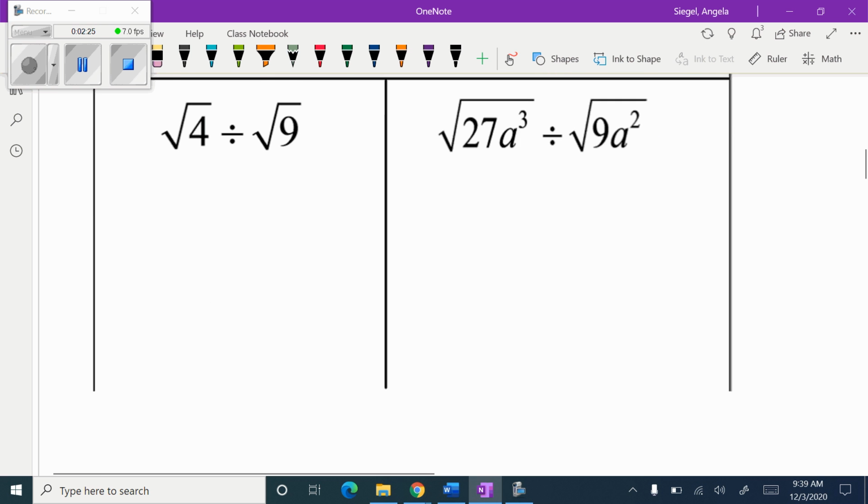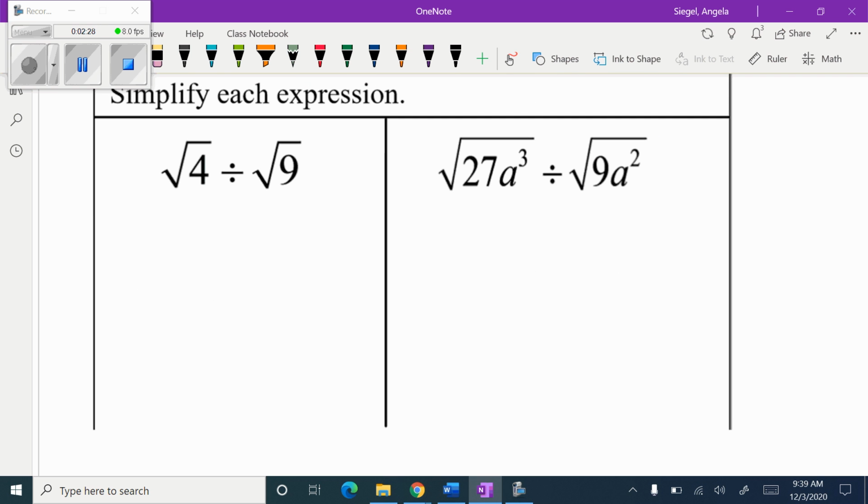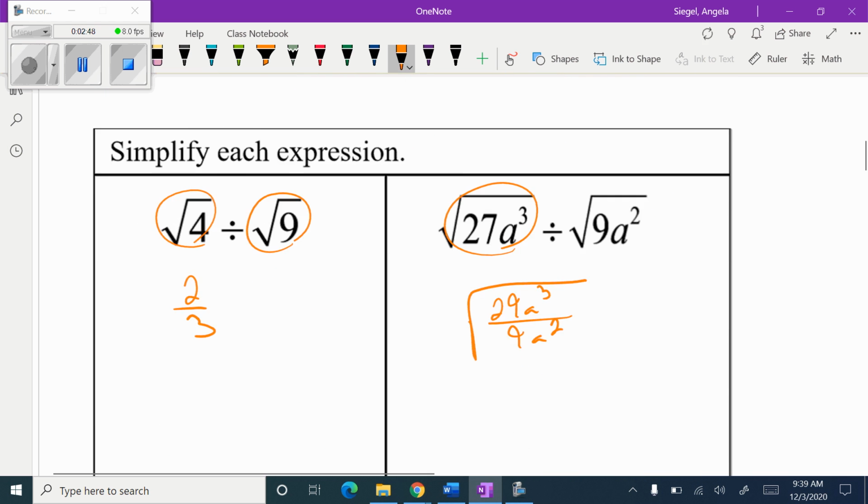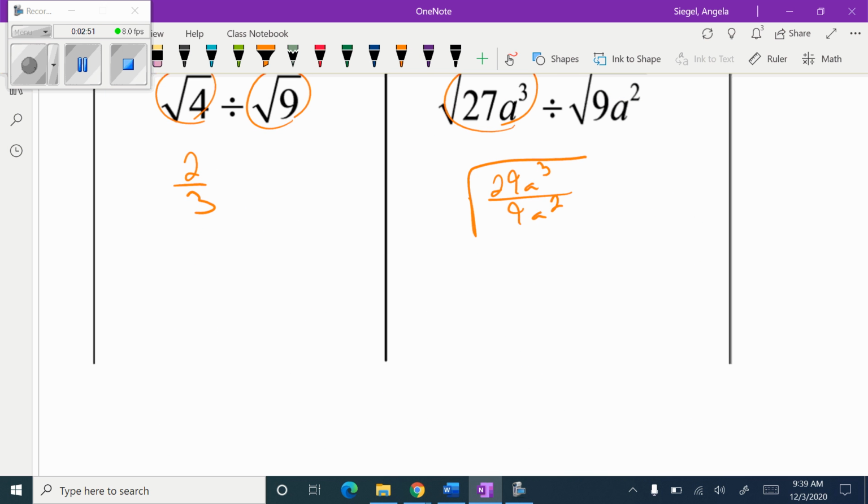Okay, sometimes you won't see it in fraction form. Sometimes you'll see it like this. So I have 2 divided by 3. Think about the same thing here. I can rewrite it as 27a to the 3rd over 9a squared and have it turn into a problem like this one up here. Oops, sorry, this is 27. And then just simplify it. So this ends up being 3a and the square root of that.